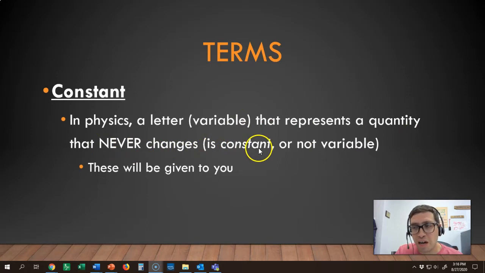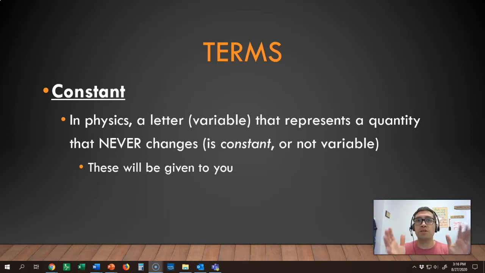In other words, it is constant or not variable. So that can be a little confusing because you're like, okay, so it's a variable that represents something that is not variable, Mr. Valls? Yes, that's exactly right. It's a constant. There's a lot of constants in physics, and these represent numbers. These are like universal things. It's like a thing that exists that will never, ever, ever change.